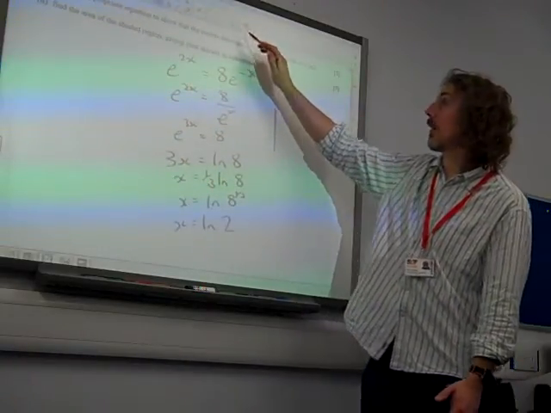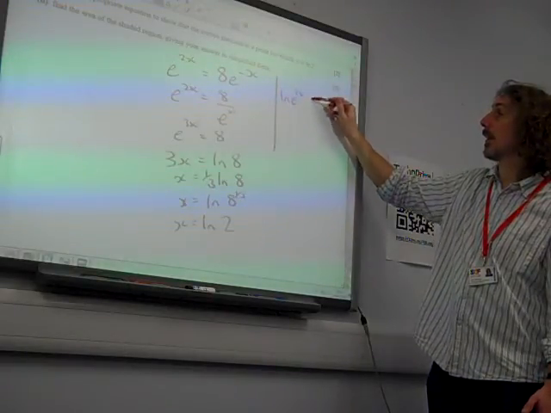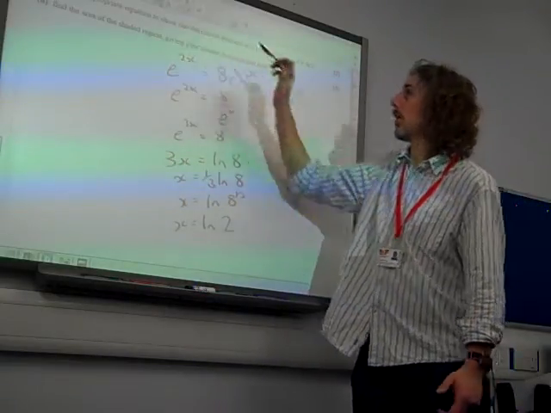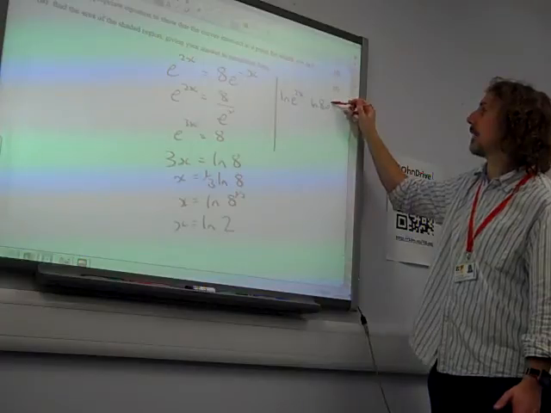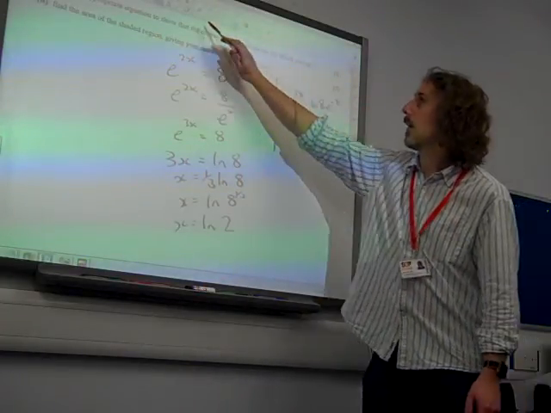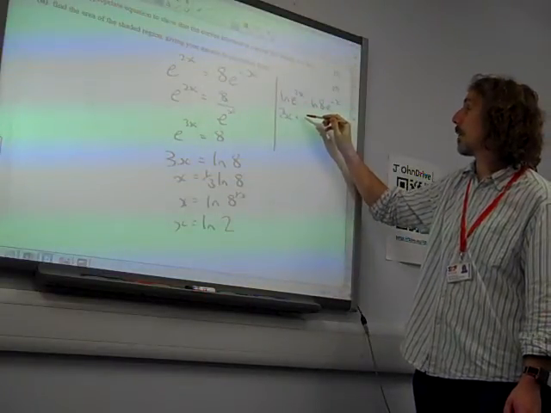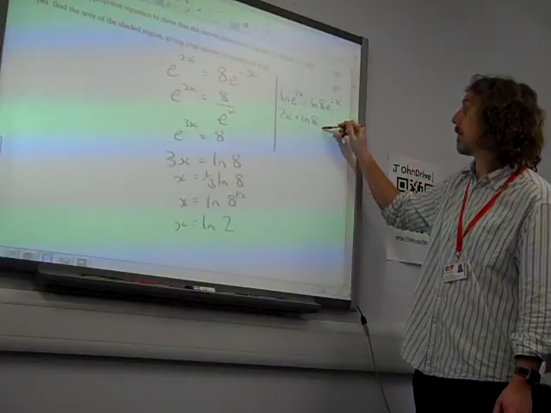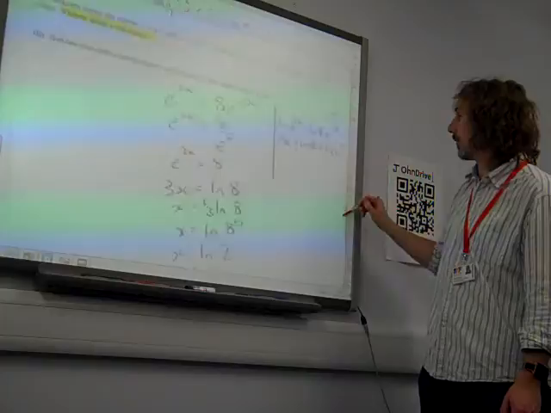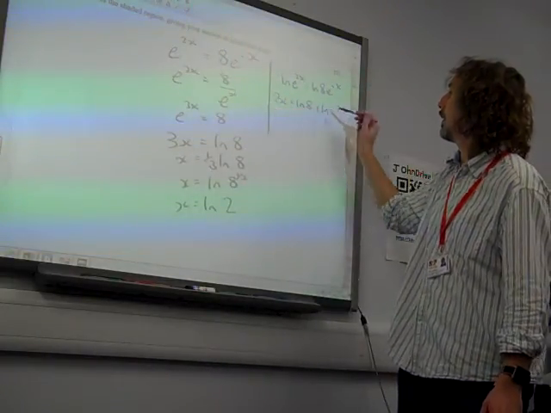Just a little side point here, you could have said ln e to the 2x is the natural log of 8e to the minus x. You could have then said that ln e to the 2x is ln 8 plus ln e to the minus x. That's because I'm trying to squash too much over there.